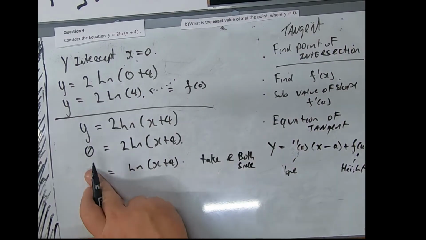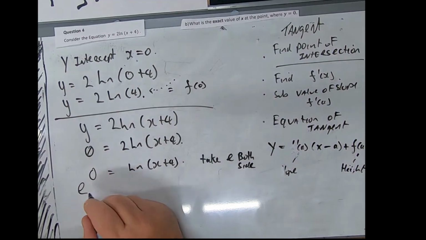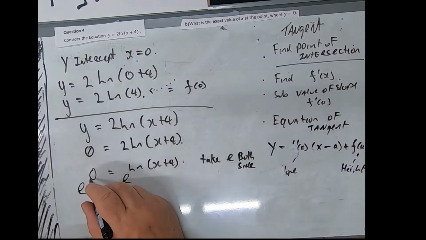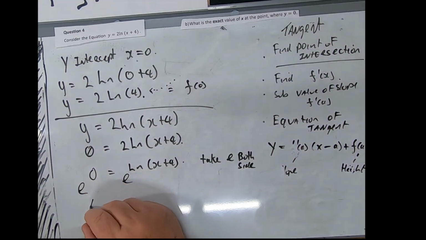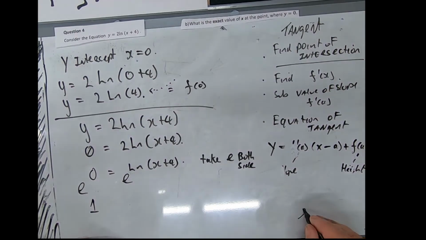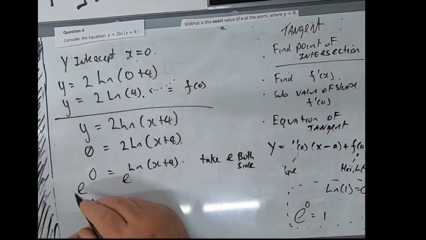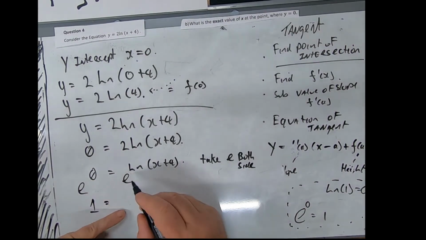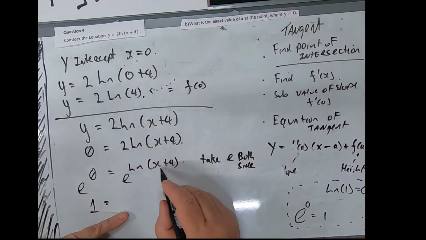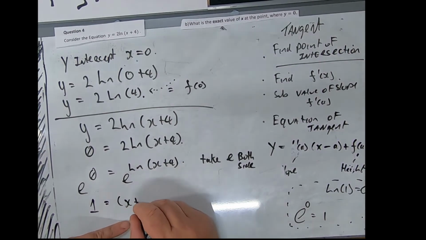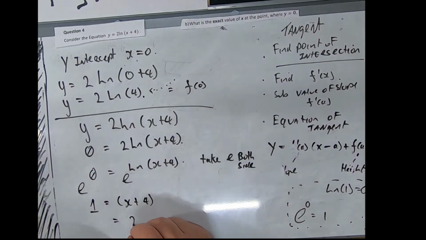Now, 0 divided by 2 is 0. So e to the power 0, and I hope everybody remembers that it's 1. E to the 0 equals 1, ln of 1 equals 0. Formula sheet for everybody. So e to the 0 equals 1, and e to the ln equals whatever's in the bracket. So x equals minus 3.